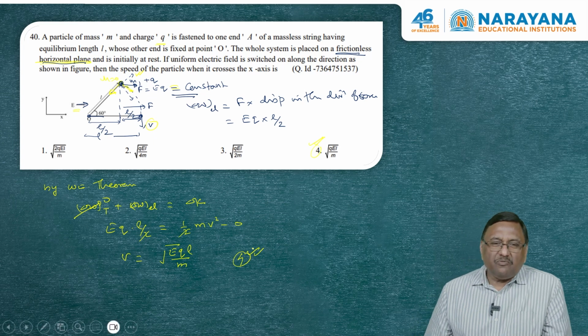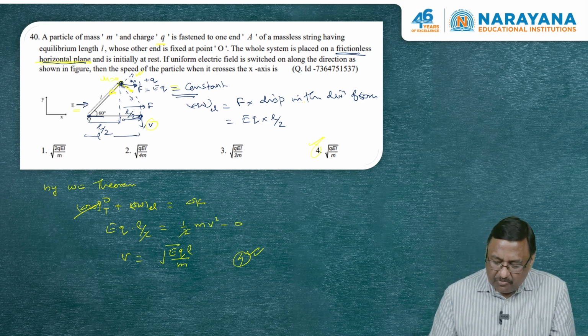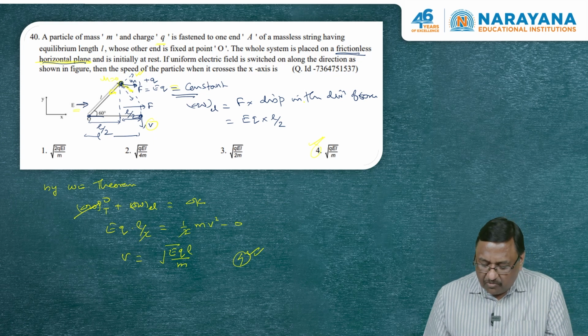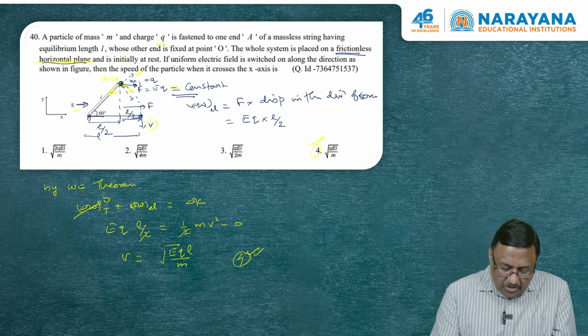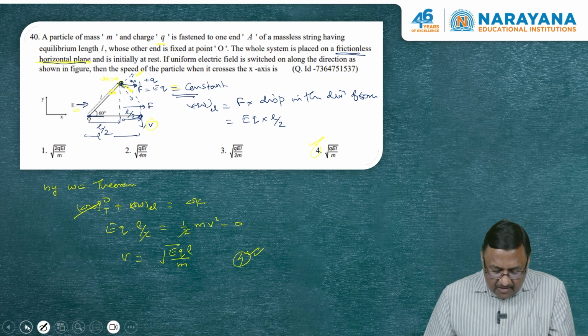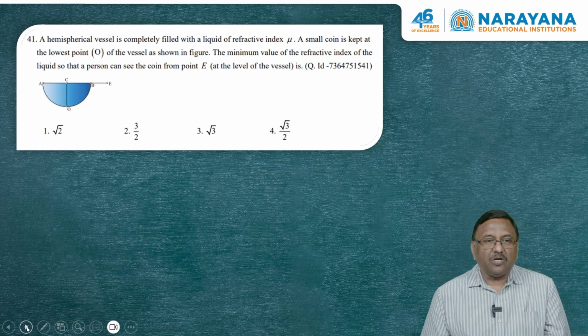So this again is a very simple question. If you use work energy theorem with the electrical force, the main concept is that force is constant, so you can easily calculate the work done because of a constant force in both magnitude and direction. Using this you can simply get the answer for this question. Let us move to the next now. Question number 41.